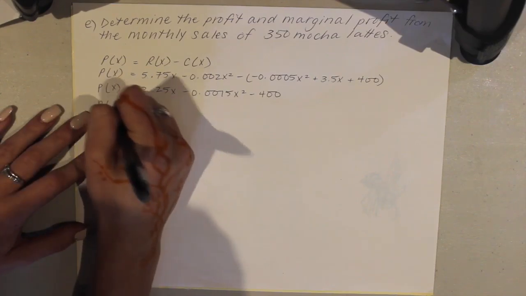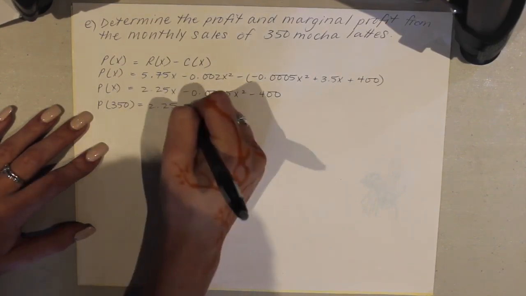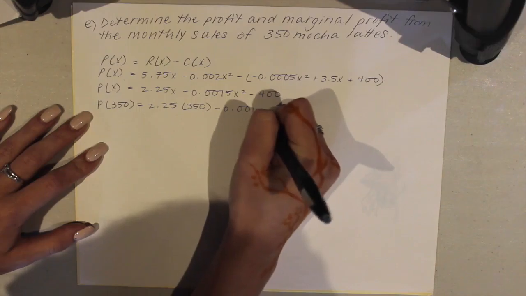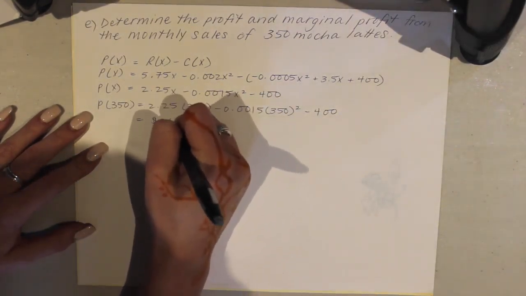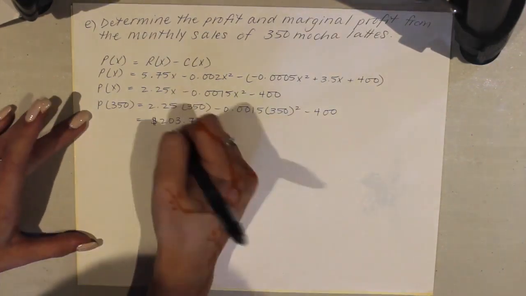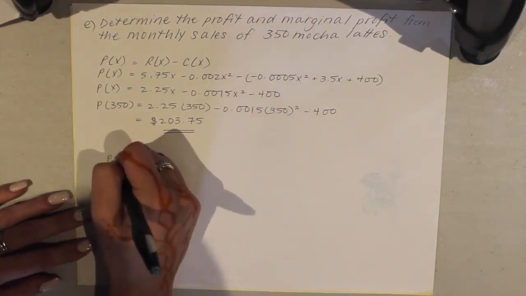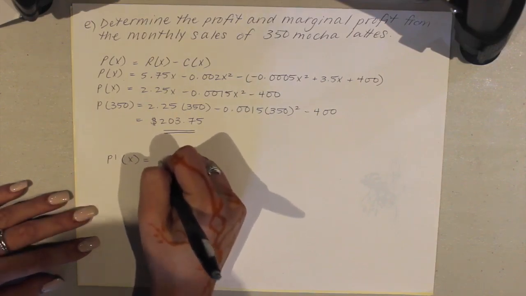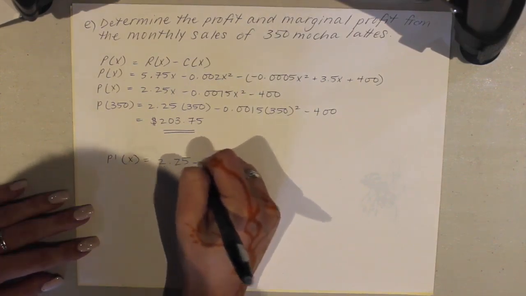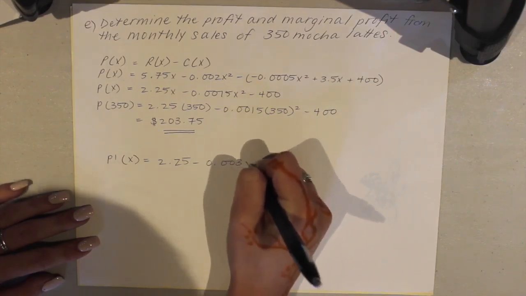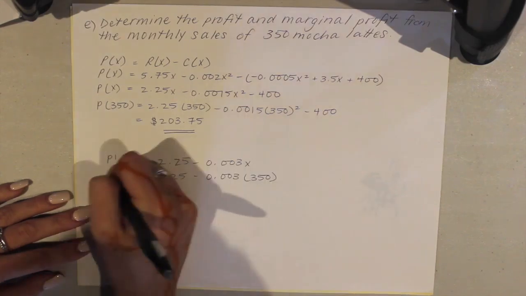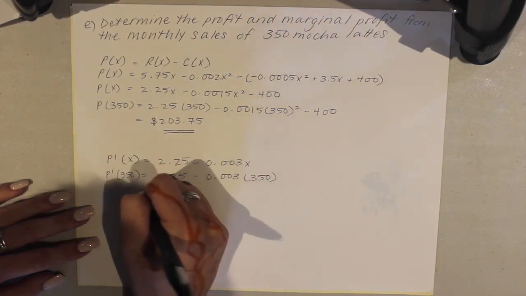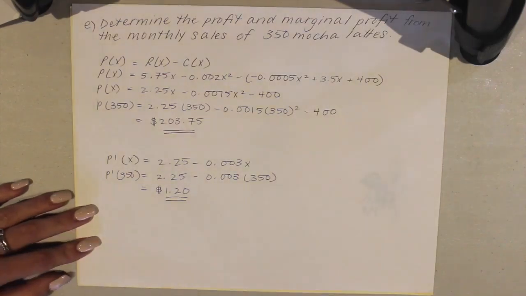You plug in 350 into that, and you get what your profit was equal to with 350 mocha lattes sold, which turns out to be $203.75. Then you have to find your marginal profit. So again, with the derivatives, you put that tick, which signifies a derivative, take away your x, bring down that 2 and multiply your 0.015, plug in 350, and you get an answer of $1.20, which is your marginal profit of 350 mocha lattes per week.